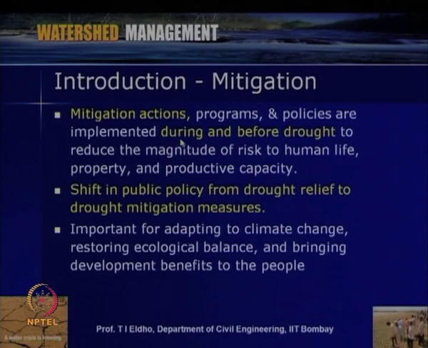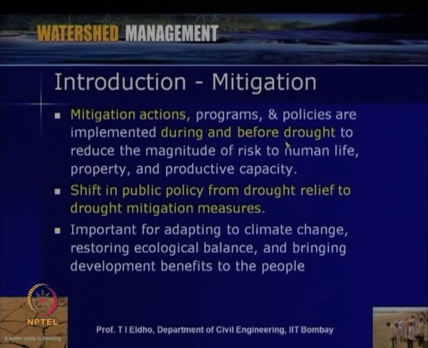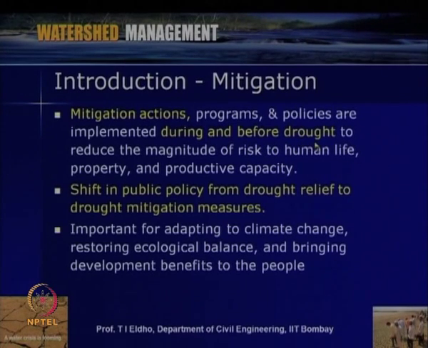So now, within this context, let us look into what kind of action plans are possible as far as mitigation is concerned. Mitigation plans, programs and policies are implemented during and before droughts to reduce the magnitude of risk to human life, property and productive capacity. Once a drought warning system predicts there is a possibility of drought, before the drought starts, we can take many measures related to agricultural management, water management or ecological management.